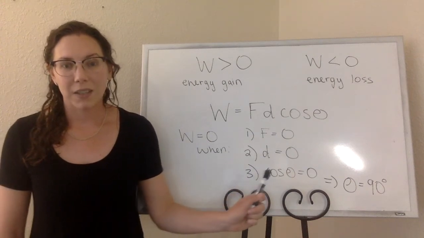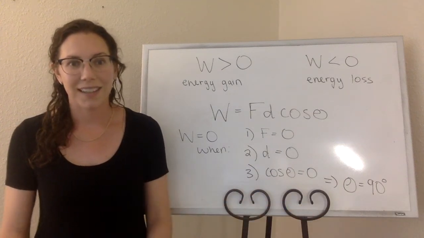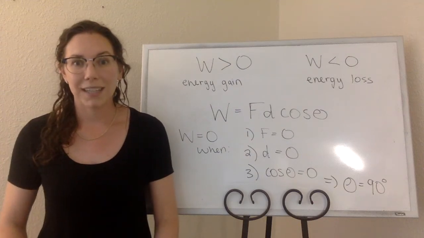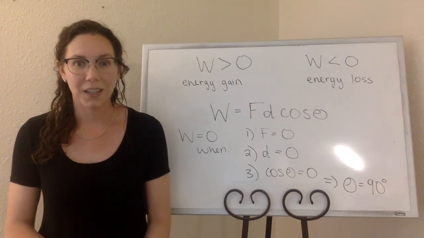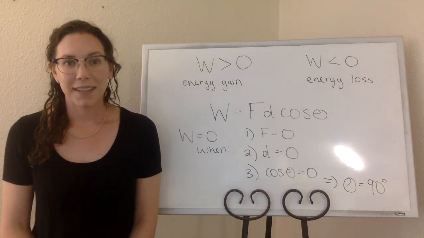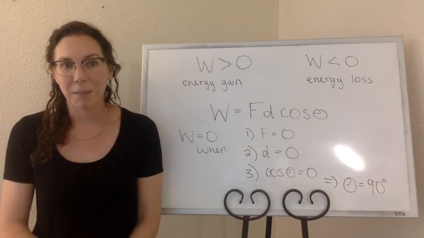Cos of 90 degrees equals 0. So when theta is 90 degrees, no work is done. Theta is the angle between the force and the displacement, so this means that forces that act perpendicular to a displacement do no work on the object. So that's something important to remember, and we'll see some cases where no work is done by a force in the examples.